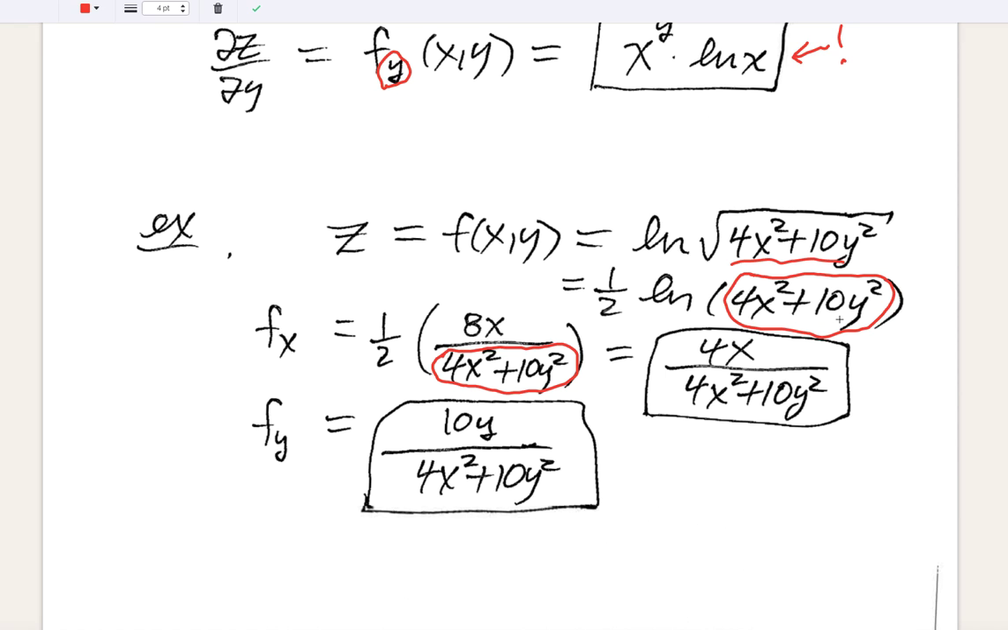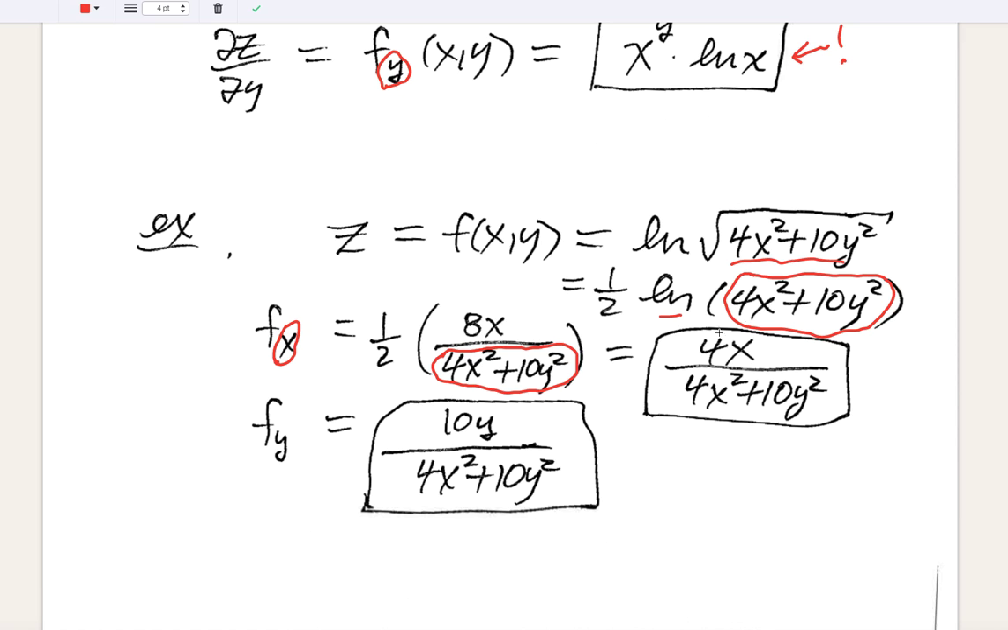In any sort of composition like we have here, natural logarithm composed with this function, multiply by the derivative of the inner function. In this case, it's just a partial derivative, though. So you're holding y as a constant when you take the partial derivative. So the partial derivative with respect to x of 4x squared plus 10y squared is just going to be 8x, because the 10y squared is acting like a constant, and therefore when differentiated with respect to x yields a 0.